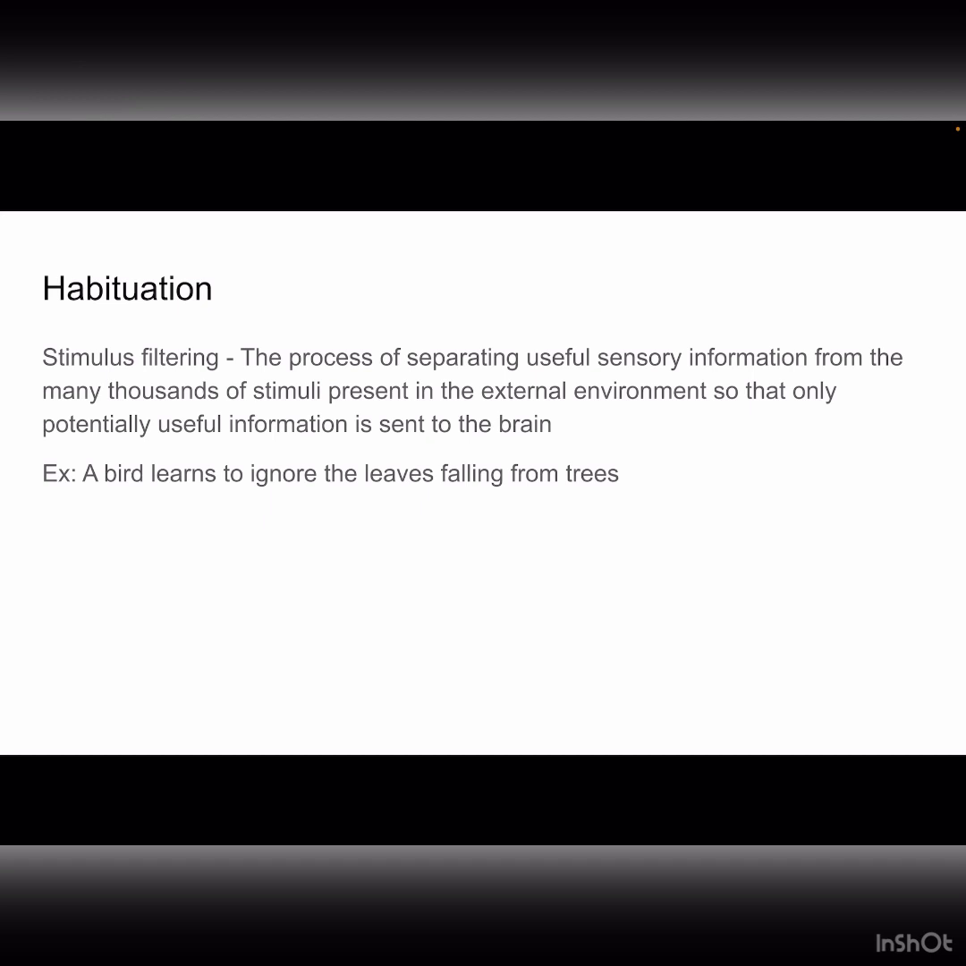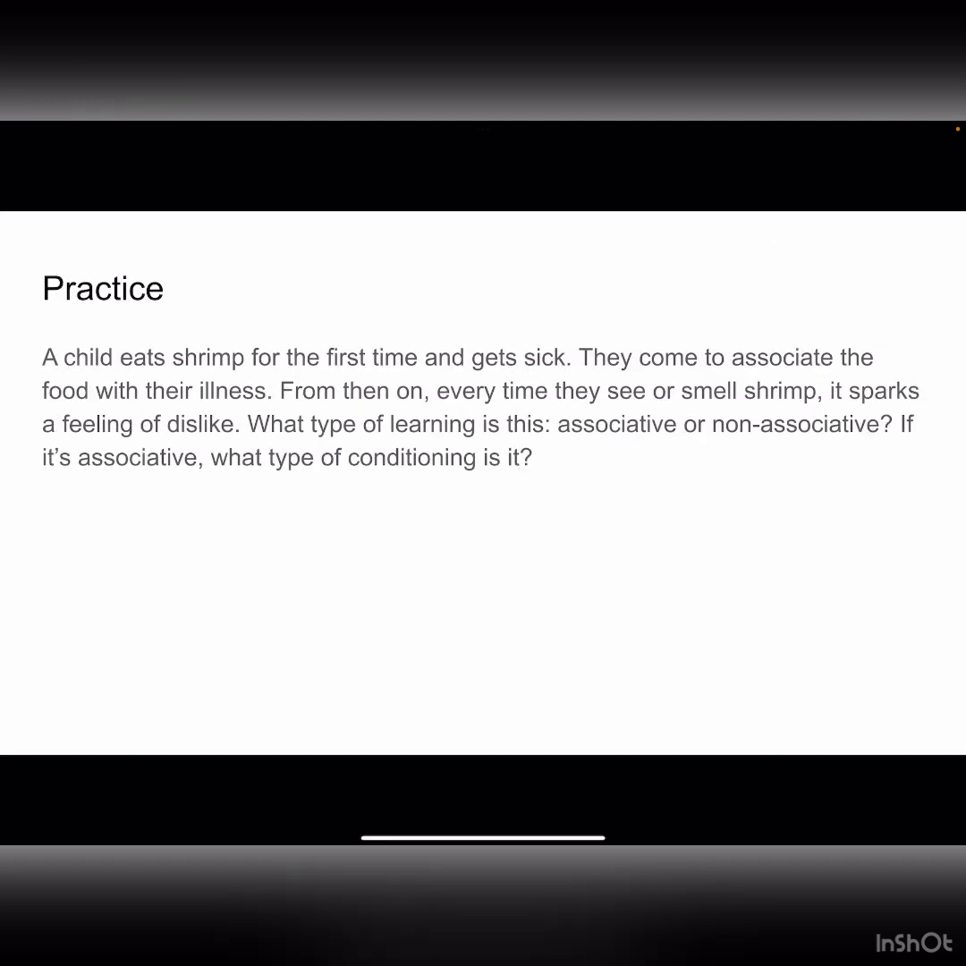Stimulus filtering, the big chunk of text above the example, is the mechanism of habituation. In short, stimulus filtering is the brain's way of focusing on useful information and ignoring not useful information. Alright, time for some practice.